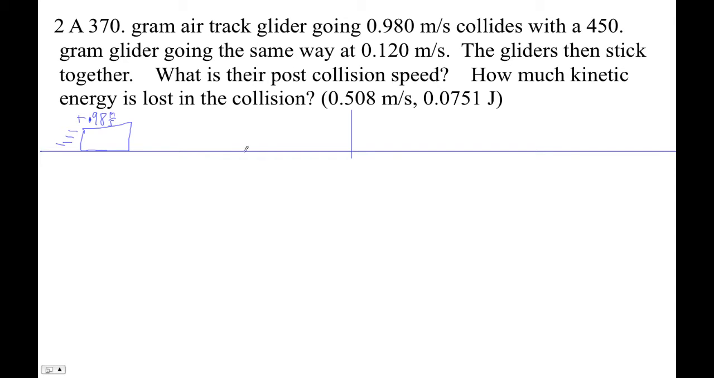Right, and then this other guy's going the same way, but it's a bigger glider, so let's draw it a little bit bigger. This guy's going the same way at 0.120 meters per second. That's positive as well. And then afterwards they stick together. Now, I'll give you this clue. Whenever things stick together, it's never elastic. It's always inelastic, which means that we lose kinetic energy, and I'll show you that.